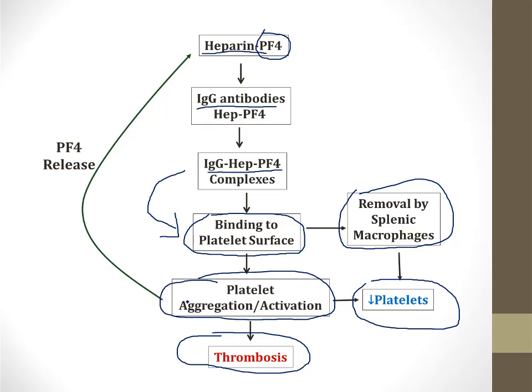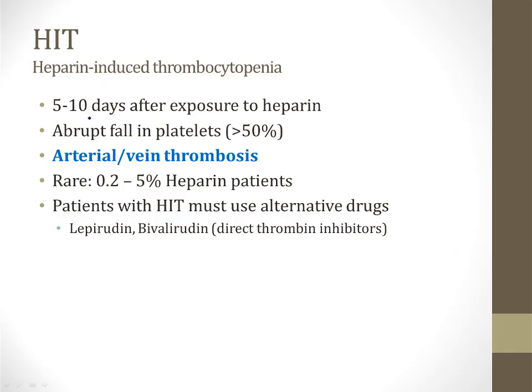In addition, the platelet aggregation and activation can lead to more platelet factor 4 release. That leads to more binding to heparin and makes the whole problem worse. So heparin-induced thrombocytopenia occurs 5 to 10 days after exposure to heparin. That's because it takes a few days for those antibodies to form. There's an abrupt and significant fall in platelets, usually greater than 50%, so a much greater fall in the platelet count than in the non-immune thrombocytopenia we talked about before.